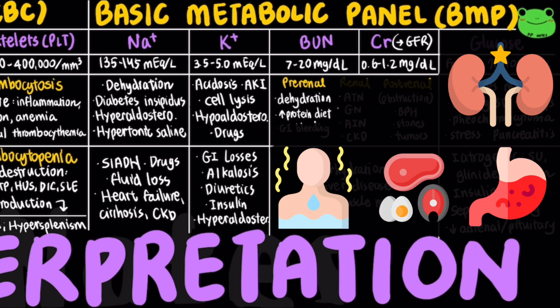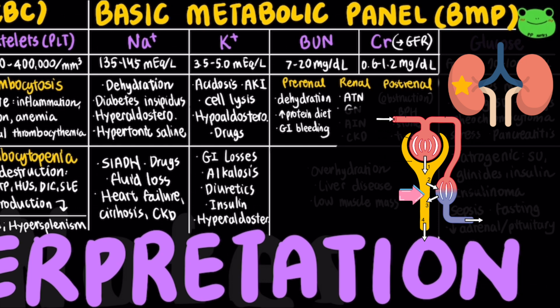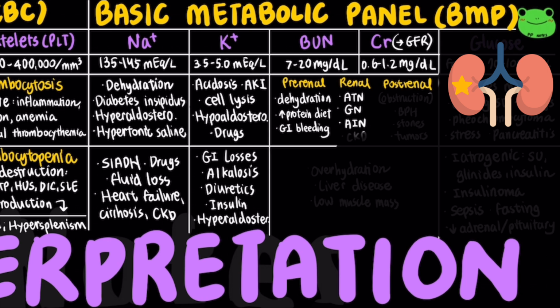high-protein diet, or gastrointestinal bleeding. These all increase nitrogen load or reduce kidney perfusion, but without intrinsic kidney damage. When both BUN and creatinine are elevated, it usually points to renal or post-renal causes. Renal causes mean there's damage within the kidneys themselves. Examples include ATN or acute tubular necrosis, often due to ischemia or nephrotoxins, GN or glomerulonephritis, from autoimmune or infectious inflammation, AIN or acute interstitial nephritis, usually drug or infection-induced, and CKD or chronic kidney disease.